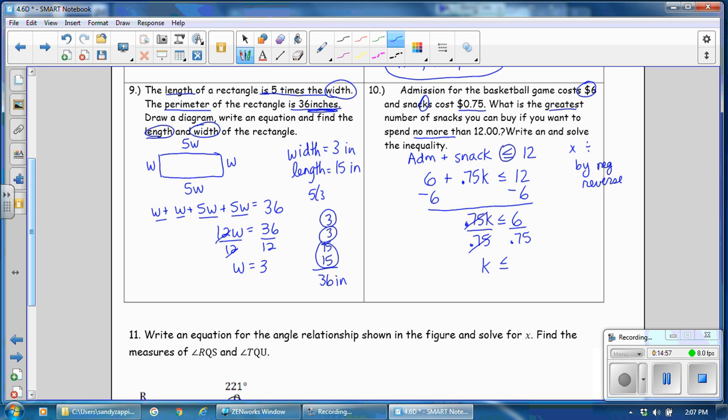75 cents is 8. So the question asks, what is the greatest number of snacks you can buy? And the answer is 8 snacks. You could buy less, but 8 is the most you could buy.